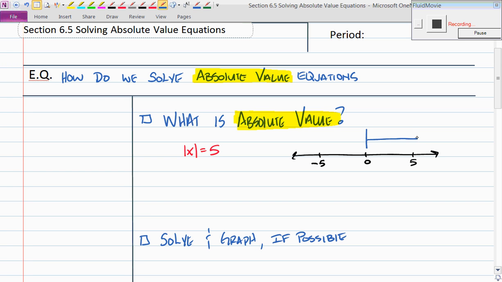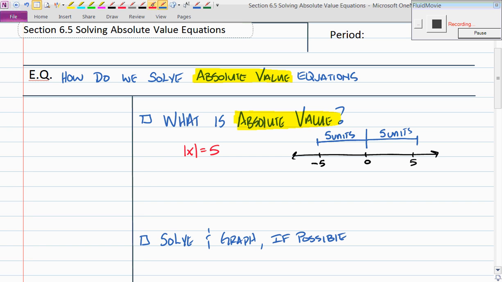Well, it turns out there's 2 of those answers. How far is it from here to here? 5. That's 5 units. You guys agree with that? Okay, and how far is it from here to here? 5. Also 5 units, right? On the number line it's represented as negative 5, but we represent distances as always being positive.